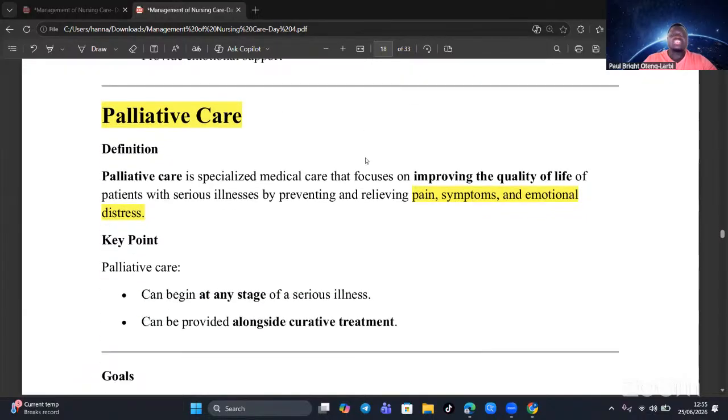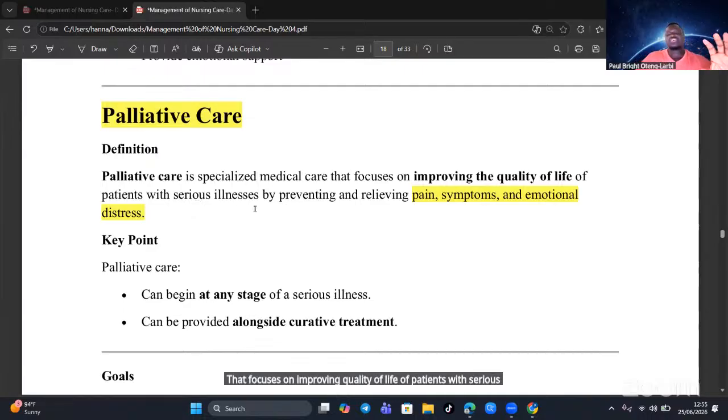Okay. Somebody needs palliative care. Tichubu, we need you again. Okay. So Tichubu will call the palliative team or palliative facility. That's palliative care is a specialized medical care that focuses on improving quality of life of patients with serious illnesses by preventing and relieving pain, symptoms, and emotional distress.